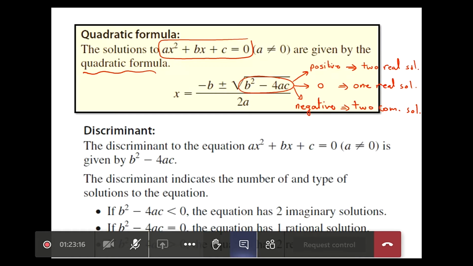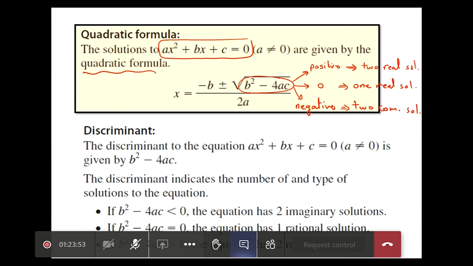So the discriminant inside the radical has only three cases. The first case, positive, so we have two real solutions. Sometimes it equals 0, so we have one real solution. If the discriminant is negative, we have two complex solutions. Complex solution means the solution is a plus bi. For example, the i appears in the solution.